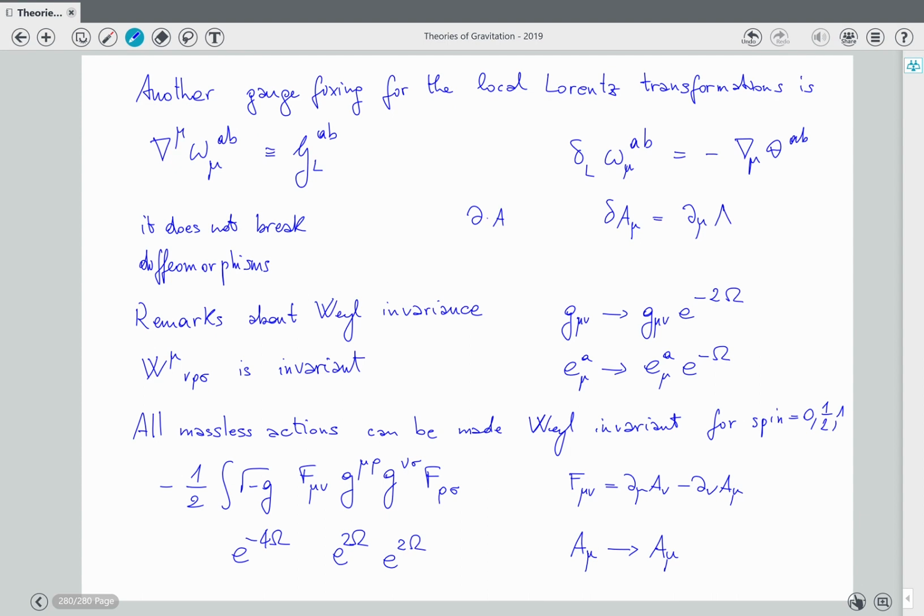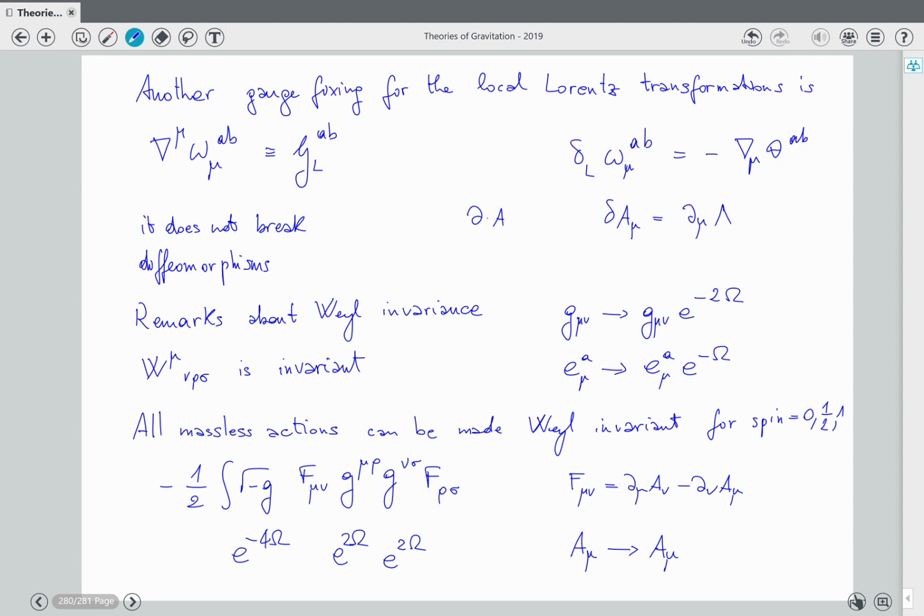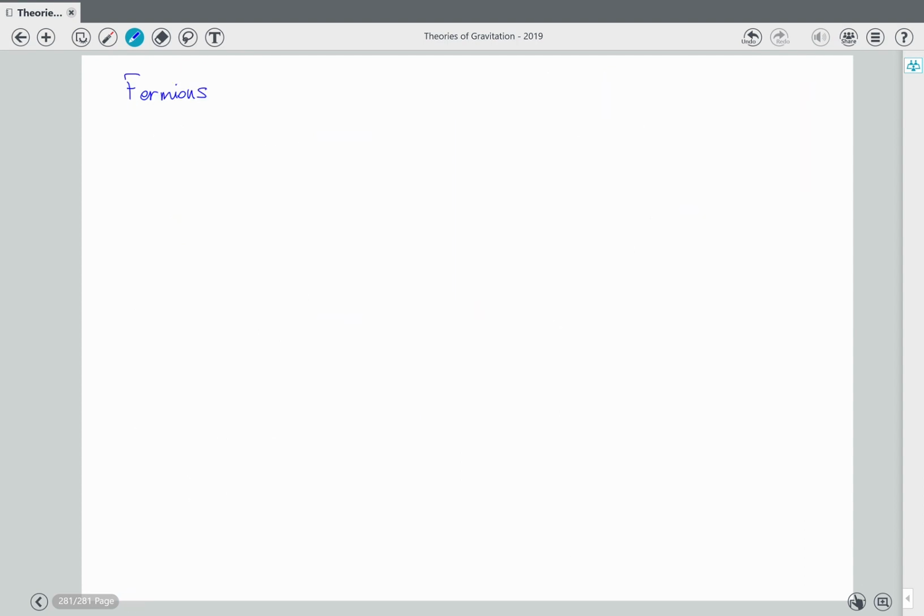What about the fermions? Of course the hope to have a Weyl invariant action is only with massless actions, with no mass, because the mass is a scale, and the gauge transformation here, the Weyl invariance, is a local scale transformation, if you want. But the Dirac action is invariant.